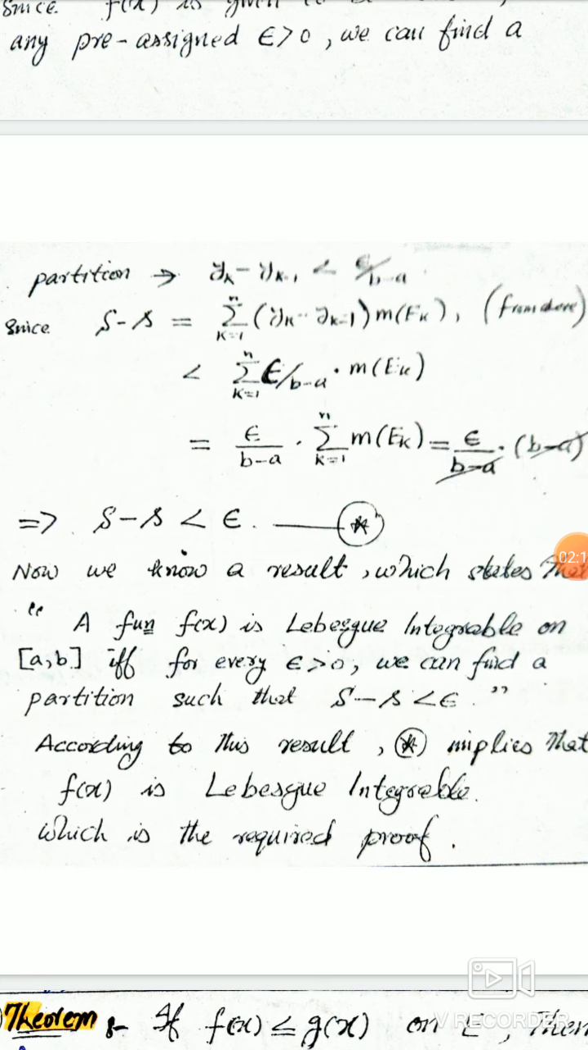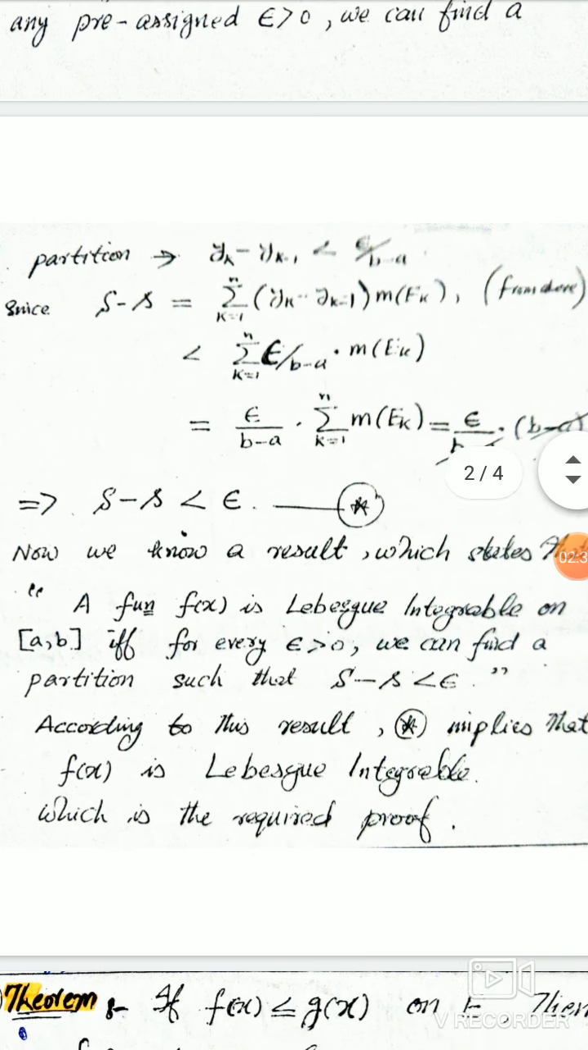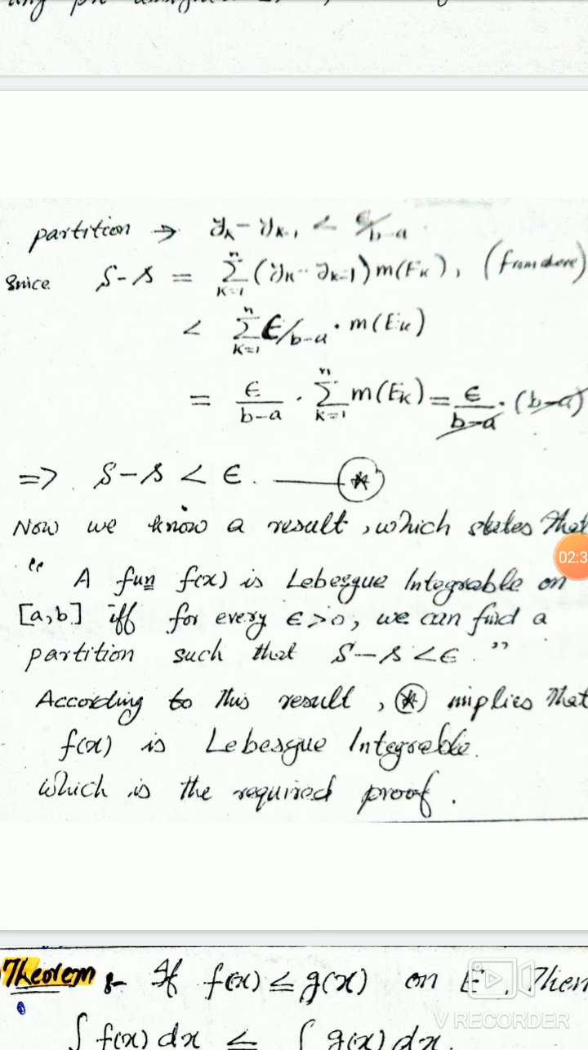m of e_k is the measure of the domain, and taking the sum over all the n intervals gives us the length of the interval, which is equal to b minus a, or we can say second minus first. b is the last point of the interval and a is the starting point, and the length of the interval gives us b minus a. So b minus a will cancel with b minus a. This implies that capital S minus small s is less than epsilon. We call this equation 1 star.